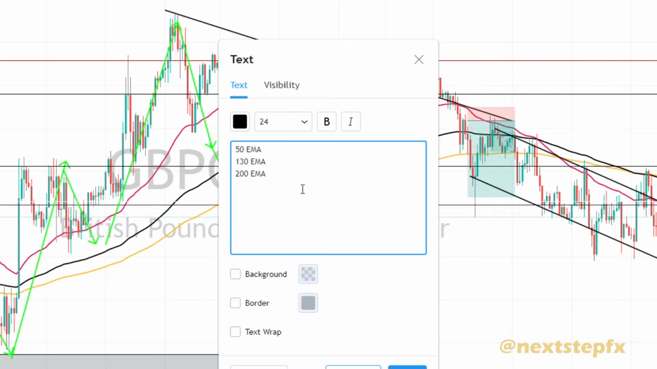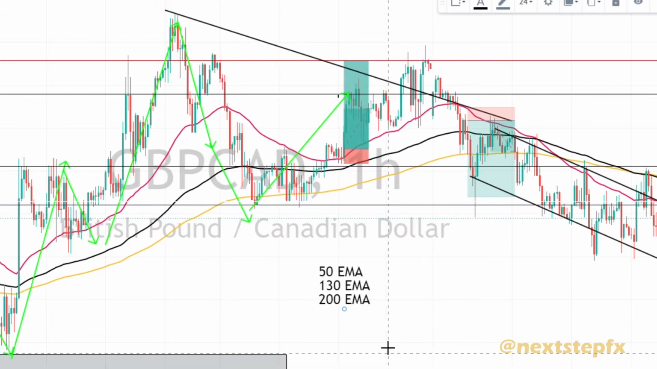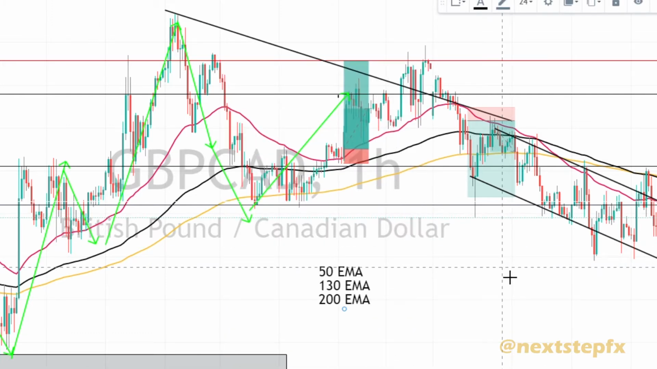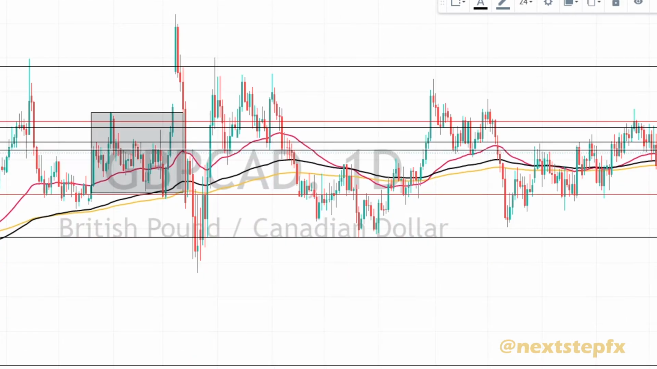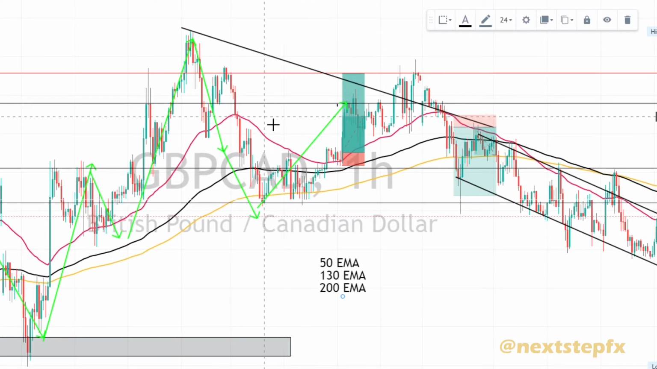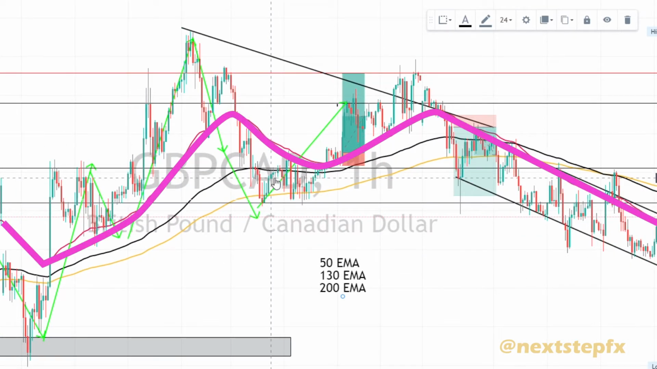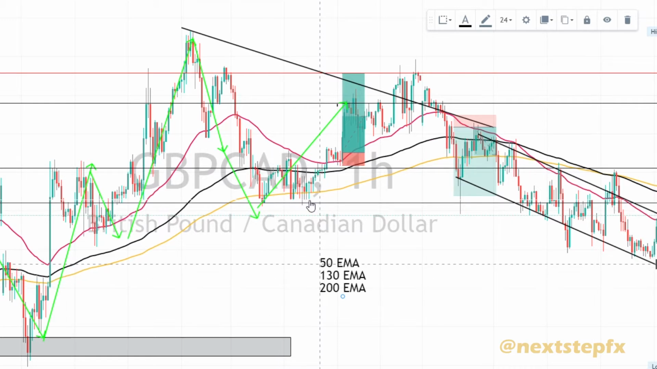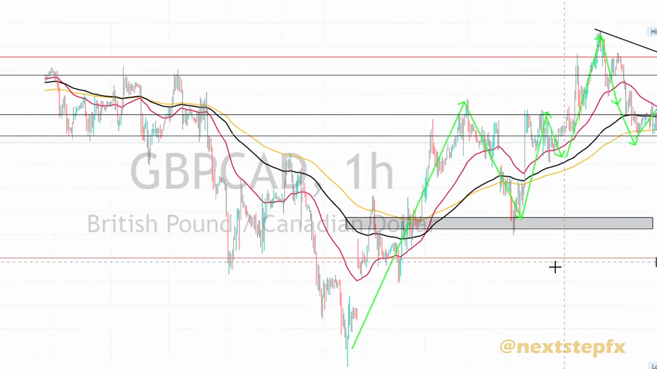Now, I like to use this on the higher time frame, preferably on the 1 hour or the 4 hour. That's just me in general, but it works on all time frames. The higher, the stronger the movement is. But let's do this here on the 1 hour. So the 50 EMA is going to be my pink line, the 130 is my black line, and the 200 is my gold line. And I want to show you something here.